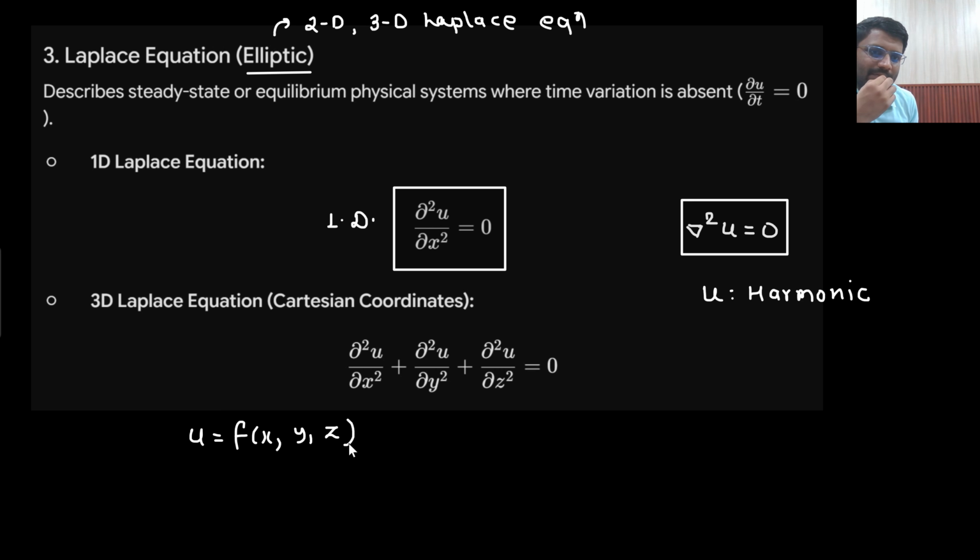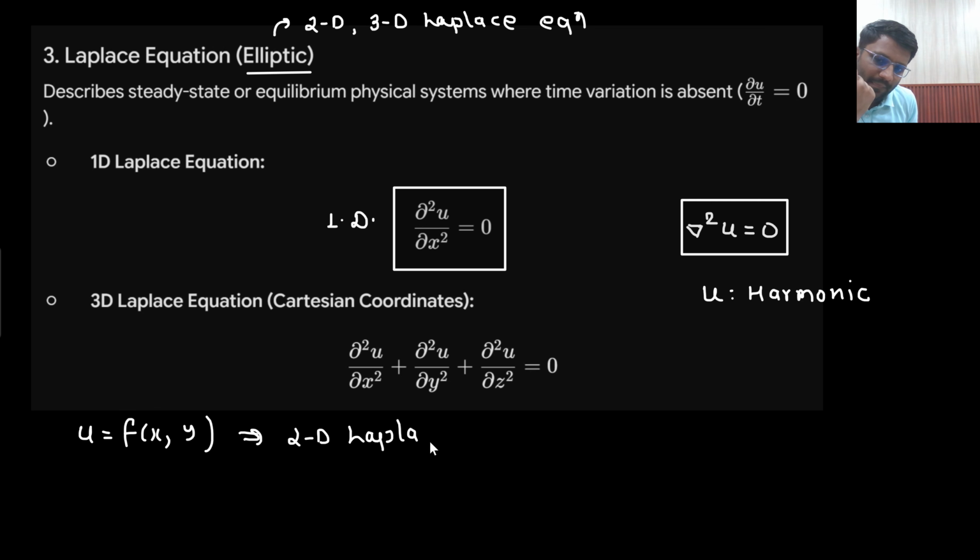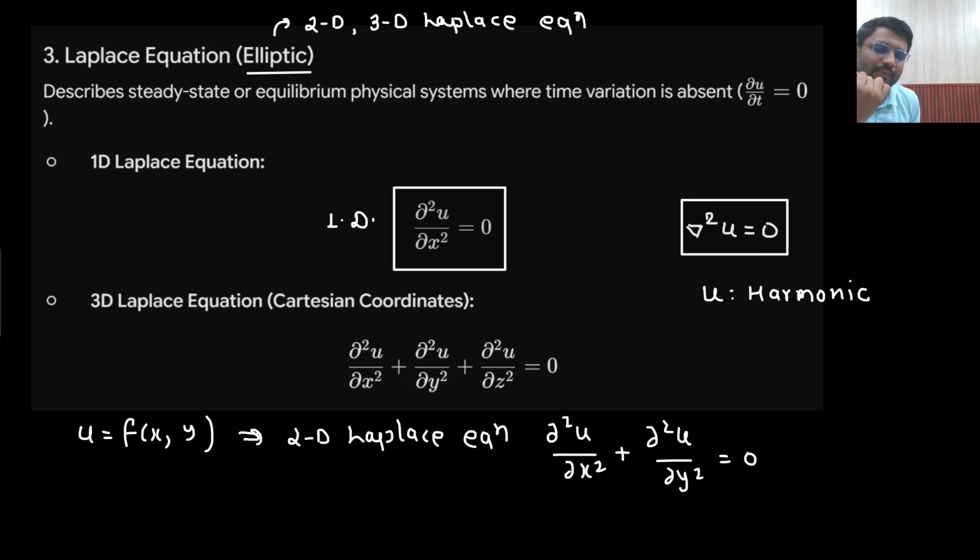But in 3 dimensions you don't even know how to find out the nature. So let's go with 2 dimensions only. If u is a function of x comma y, what will be your Laplace equation? Can you write down the 2 dimension Laplace equation? Yes sir, the Laplace equation will come out to be del square u by del x square plus del square u by del y square equals 0.